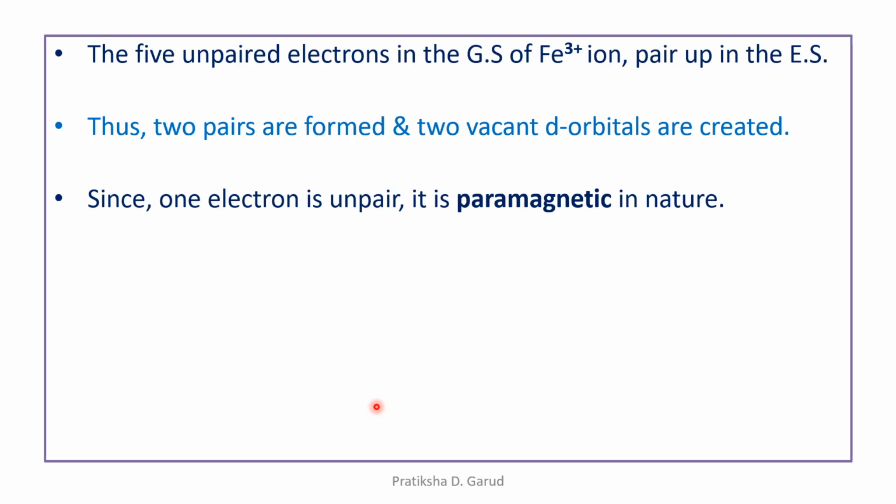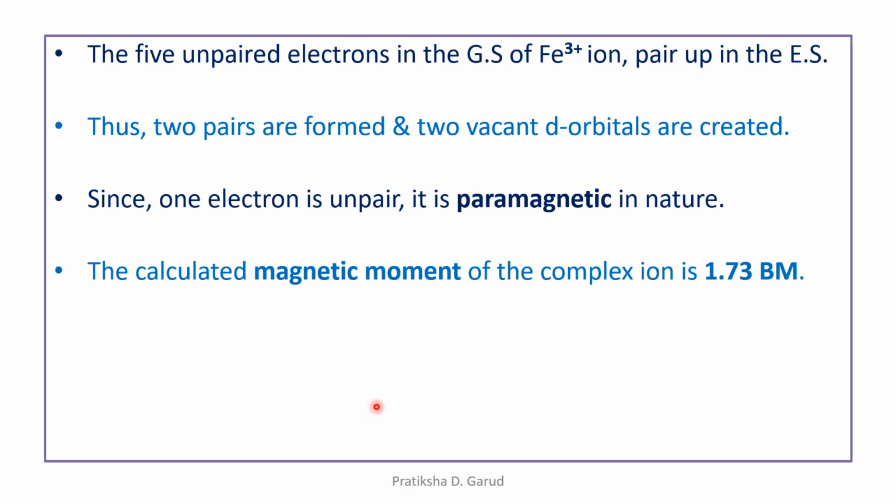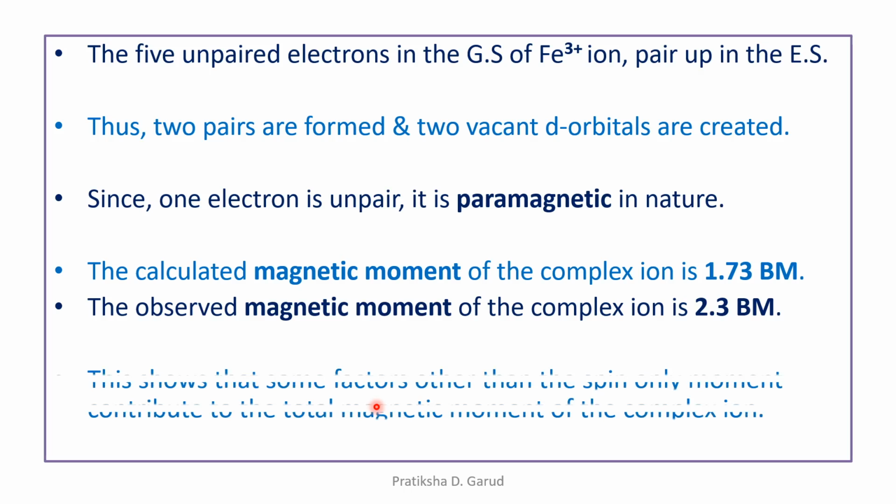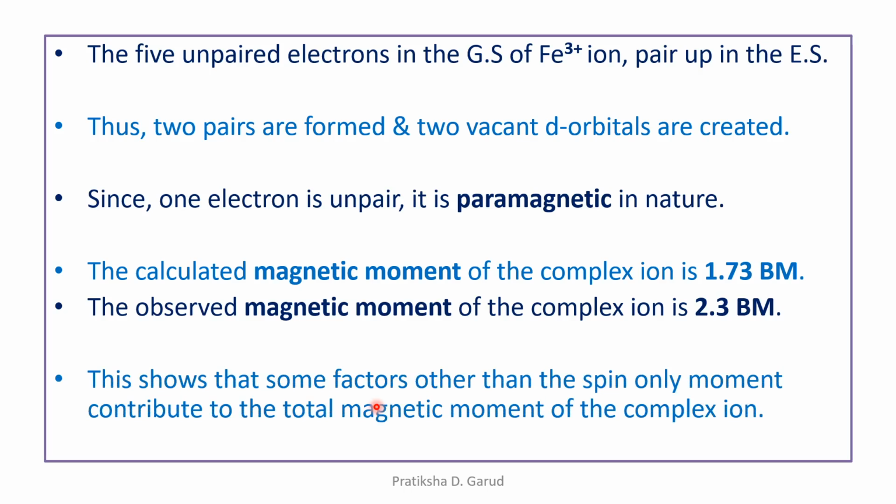It is paramagnetic in nature and the calculated magnetic moment of the complex is 1.73 BM and the observed magnetic moment of the complex ion is 2.3 BM. This shows that some factors other than spin only moment contribute to the total magnetic moment of the complex. Here we can say that the observed and the calculated values are not nearby but they are varying. So we can say that some factors other than the spin only magnetic moment contribute to the total magnetic moment of the complex ion.